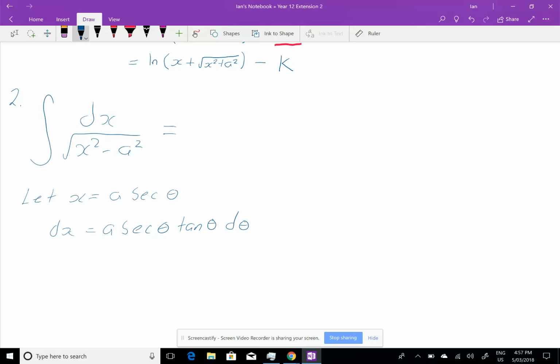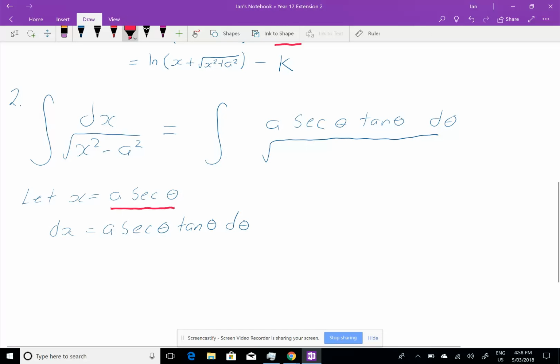Now, let's put that in, and I get a sec theta tan theta d theta. And on the bottom, I get this squared. Yes? So be aware that's what I'm doing. I get a squared sec squared theta minus a squared. Okay.